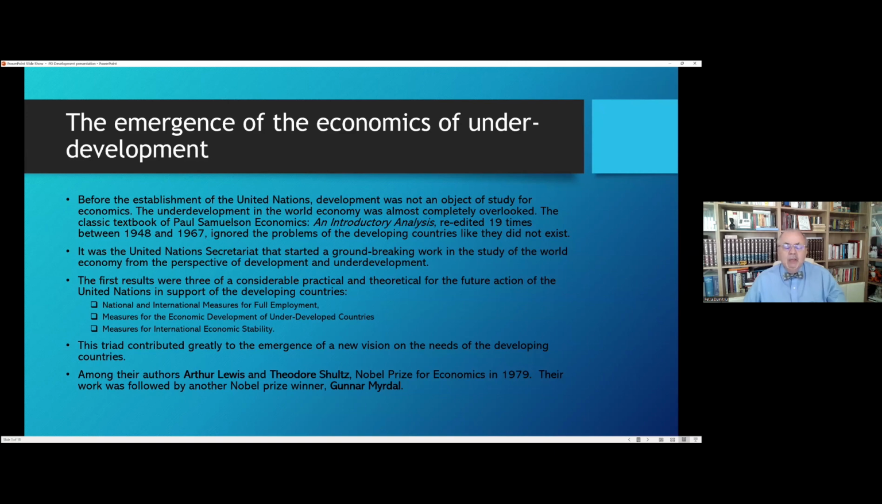It is true that the war took place at the peak of the colonial years, but it is the merit of the United Nations to come up with the first studies on development and underdevelopment, and that happened in the years 49 and 51. There were these three studies which are precisely about the new problems of the underdeveloped countries. And what is remarkable is that two Nobel Prize winners participated in that research, Arthur Lewis and Theodore Schultz, who received the Nobel Prize for Economics later on.